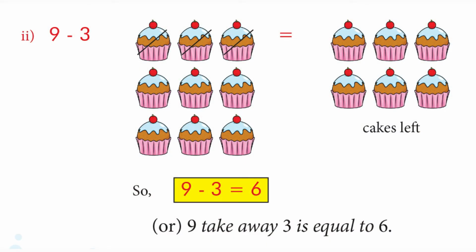Now in the same way, let's look at the next example. Here we have 9 minus 3. So we have 9 yummy cupcakes there. Now if we have to cross out 3 cupcakes, how many are left? 1, 2, 3, 4, 5, 6 are left, right? So 6 cakes are left. So 9 minus 3 is equal to 6, or 9 take away 3 is equal to 6. Now let's learn the different ways of how we can subtract single digit numbers.